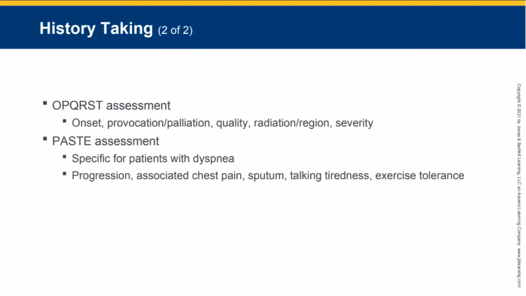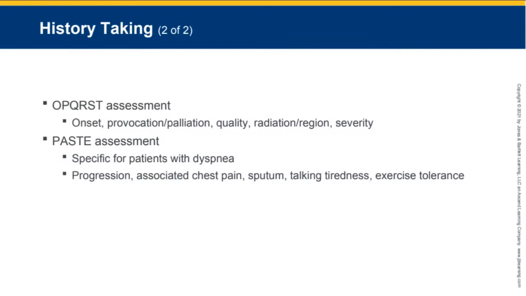If there is chest pain especially, do the OPQRST assessment: onset, provocation or palliation, quality, radiation, region, or severity. There is an additional assessment called the PASTE. It's specific for patients with dyspnea. The P is for progression, and it's similar really to the O in the OPQRST. You want to know if the problem started suddenly, the onset, or did it worsen over time.